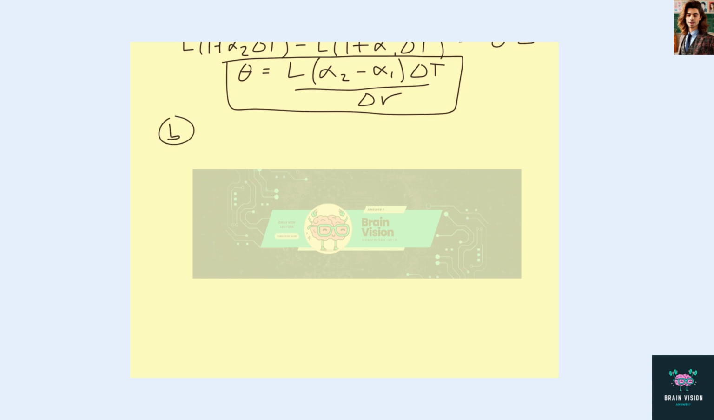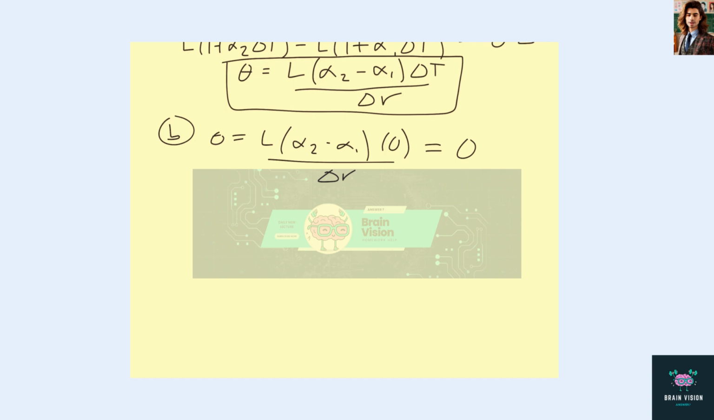Now B, what if t becomes 0, delta t becomes 0? Well, that would just be theta is equal to L times alpha 2 minus alpha 1, times 0, over delta r, which of course equals 0, so we can say that as a limit it does approach 0.